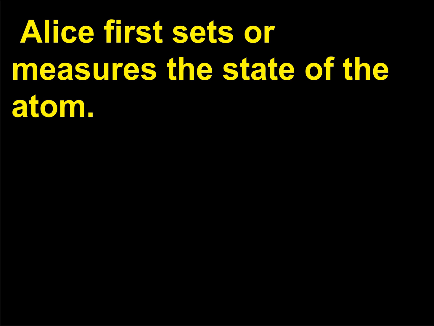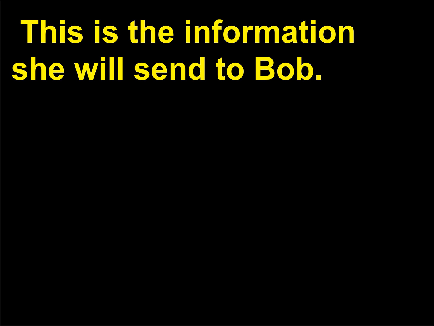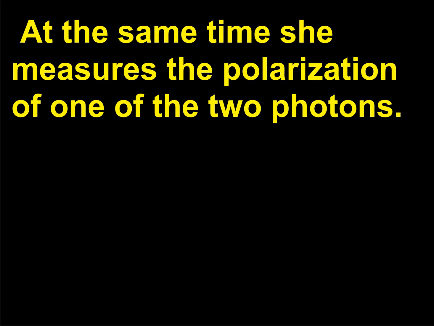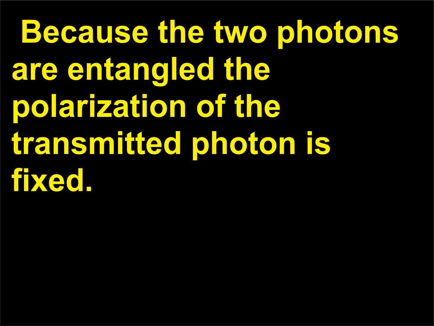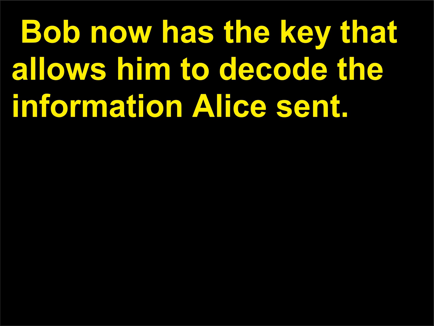It also involves a source of two entangled photons. Alice first sets or measures the state of the atom. This is the information she will send to Bob. At the same time she measures the polarization of one of the two photons. This polarization information is the encryption key that will allow Bob to decode the information. Because the two photons are entangled, the polarization of the transmitted photon is fixed. Bob now has the key that allows him to decode the information Alice sent.